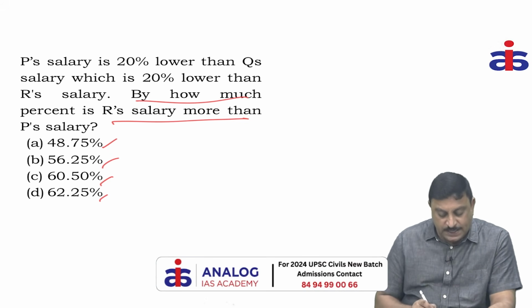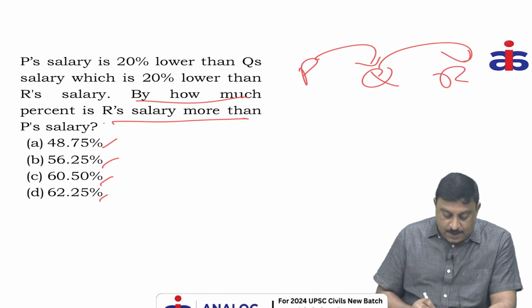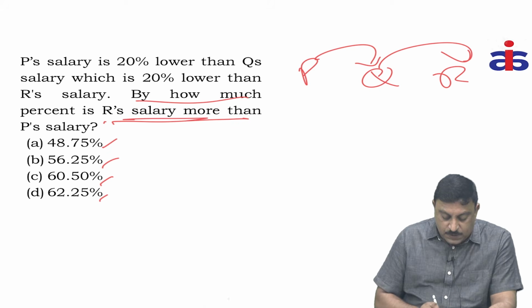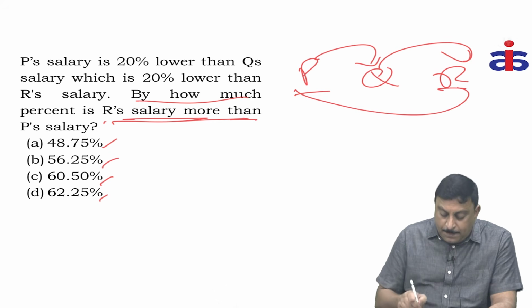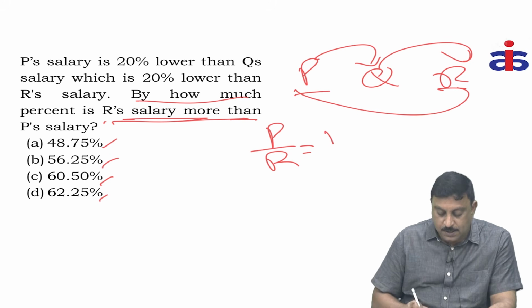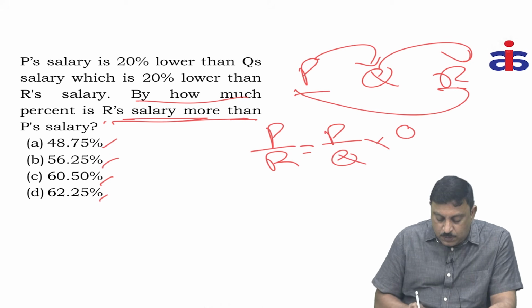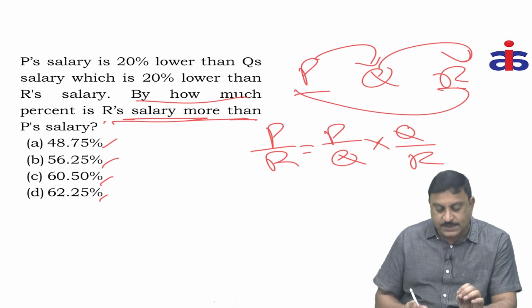See, whenever there are successive changes, P is compared with Q and Q is compared with R. And they are asking by how much percent R salary is more than P. That means comparing P and R. Comparing P and R is nothing but, you write like this, P by R is nothing but P by Q into Q by R, right? This is a very good compounding concept and very good exercise.